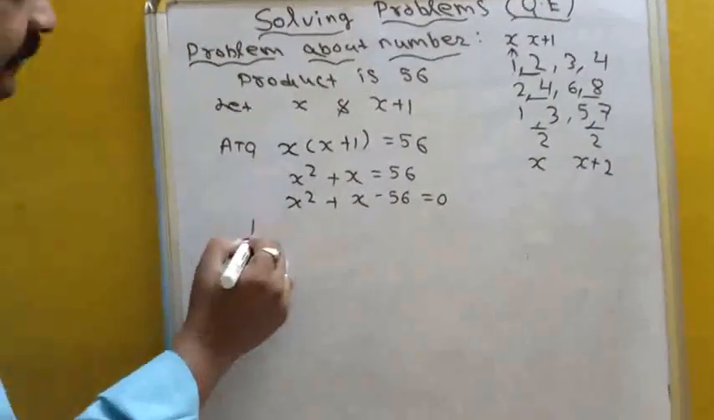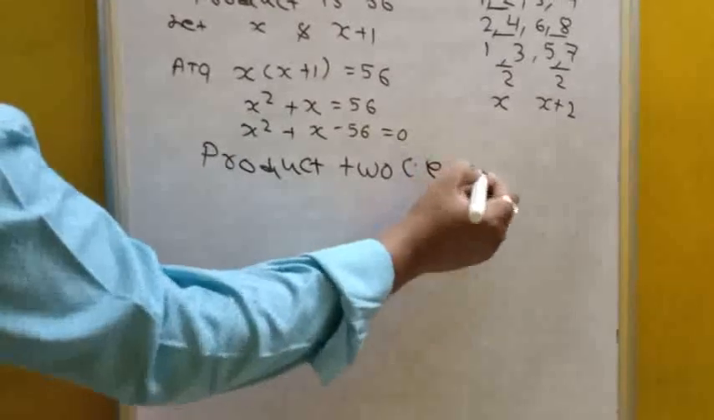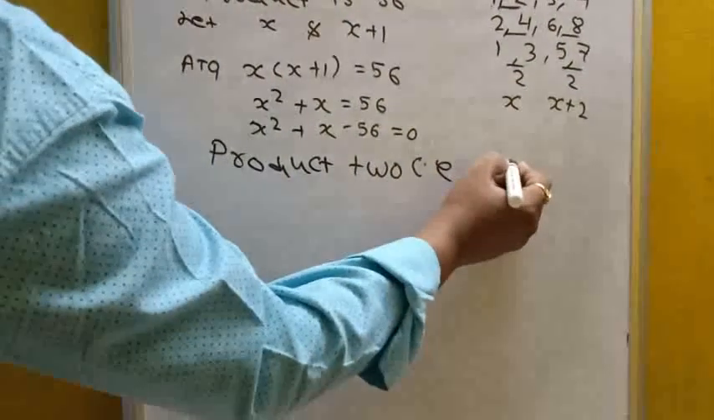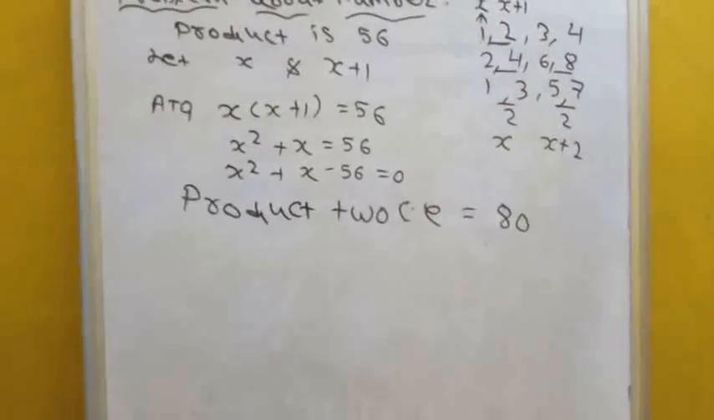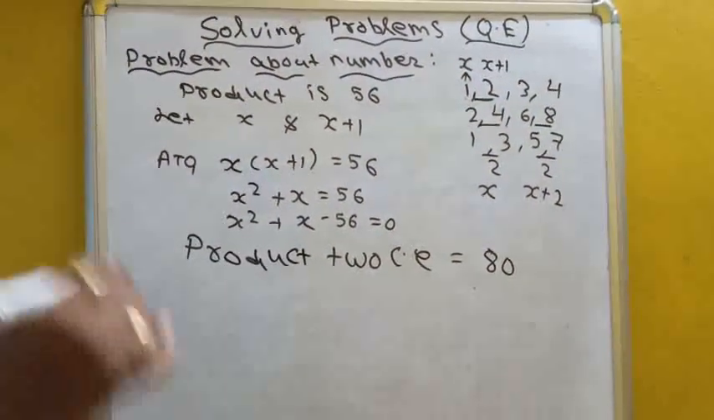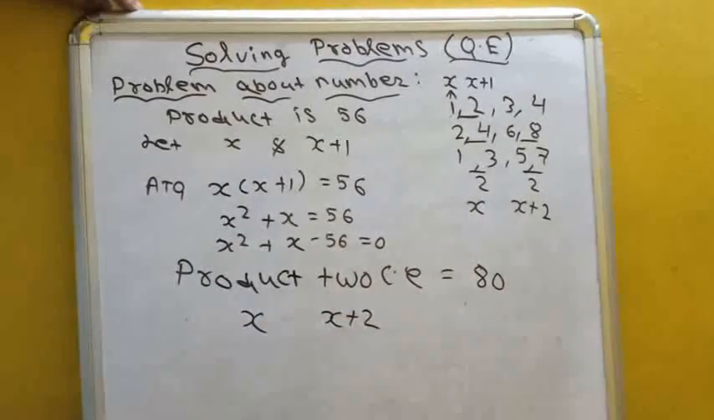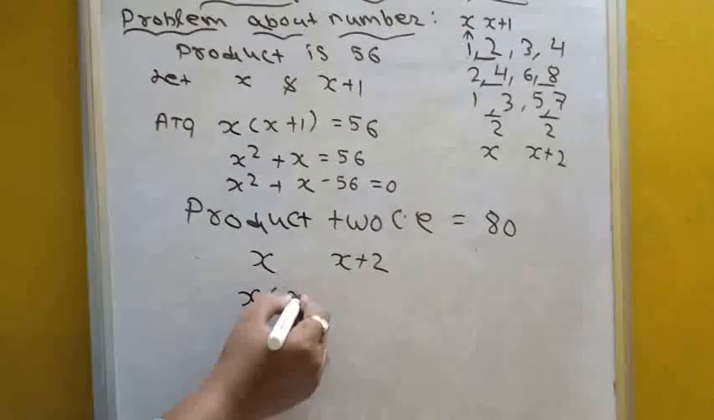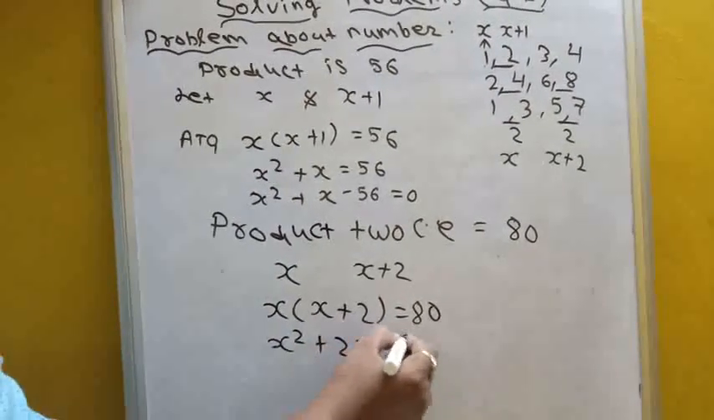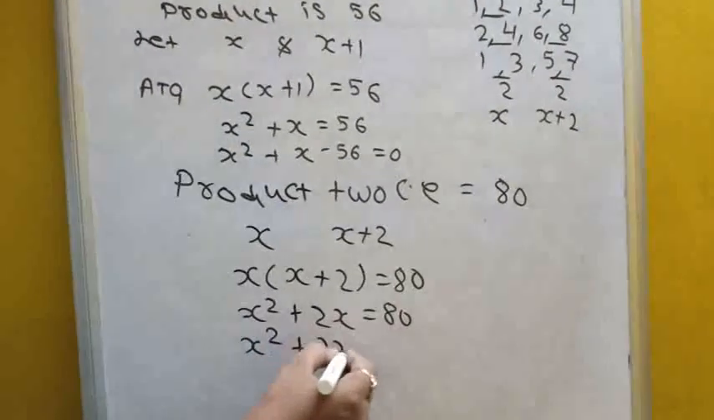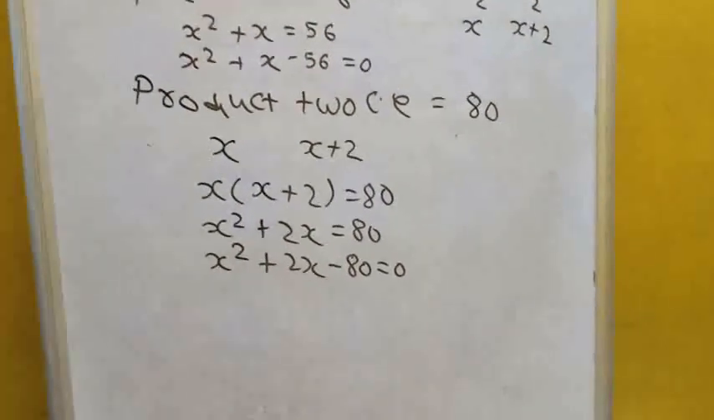If we are told the product of two consecutive even numbers is 80, how can you take it? First, consecutive even numbers means the gap is 2. So when I take the first number as x, the next number is x plus 2. He told the product, so x into x plus 2 equals 80. Therefore x square plus 2x equals 80, so x square plus 2x minus 80 equals 0. After that you can solve, because you know about splitting the middle term and using the formula.